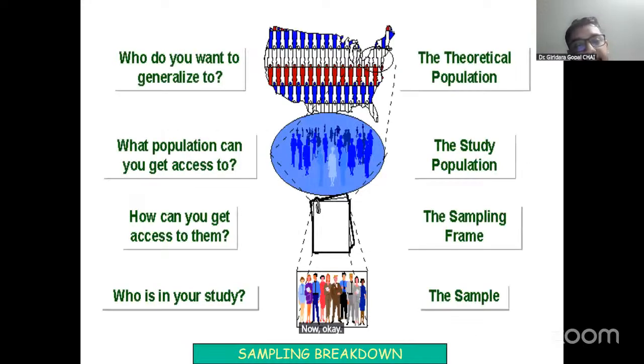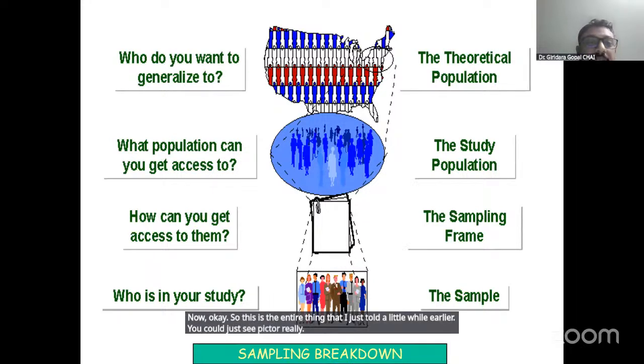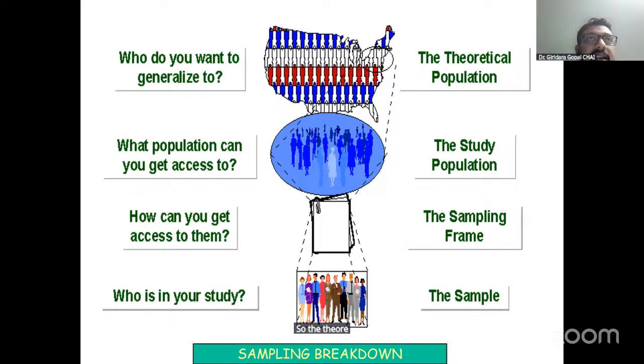So this is the entire thing that I just told a little while earlier. You can see it pictorially. The theoretical population I want to generalize my result to is the USA. Okay, so what population can you get access to?